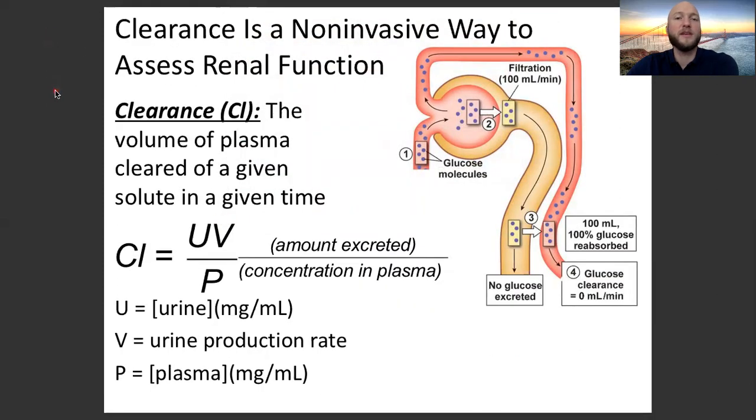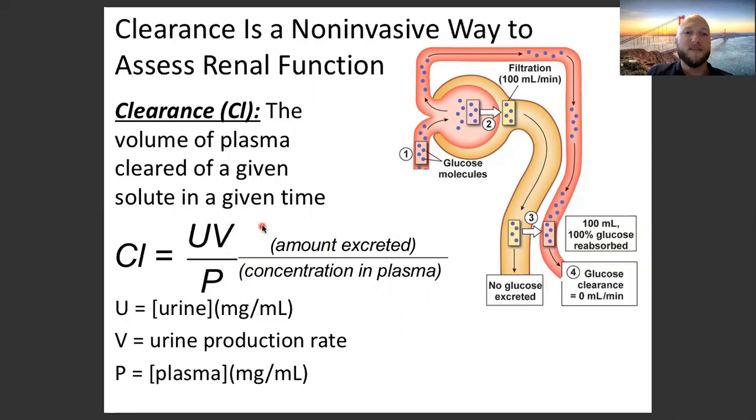Clearance is a non-invasive way to assess renal function. So clearance is determined all the time in clinical settings. Non-invasive, there's no needles, there's no incisions. Know the definition, know the formula, and we're going to get into how to interpret it shortly.